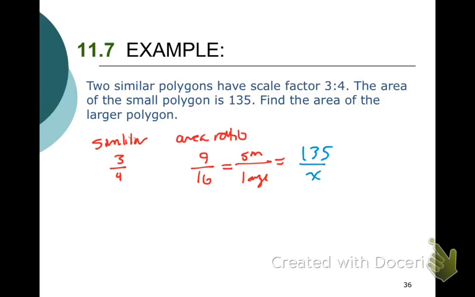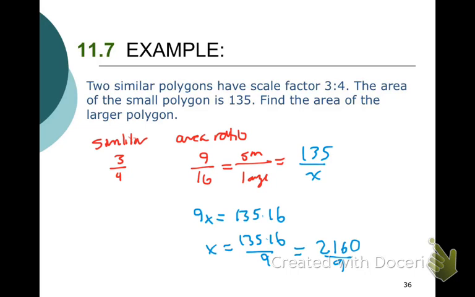and then we're going to cross multiply them. We're going to get 9x equals 135 times 16. I hope someone has a calculator because I don't. x equals 135 times 16 divided by 9, which is 2,160 divided by 9, which is 240. Okay, I'm going to leave it there for that. There you go. You got the idea?